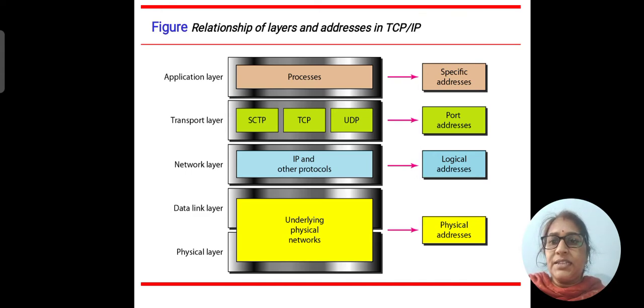The last is our application layer. The application layer in TCP/IP is equivalent to the combined session, presentation and application layers in the OSI model. And the specific addresses, as shown in the block diagram. Some applications have user-friendly addresses that are designed for that specific application, for example, email addresses.